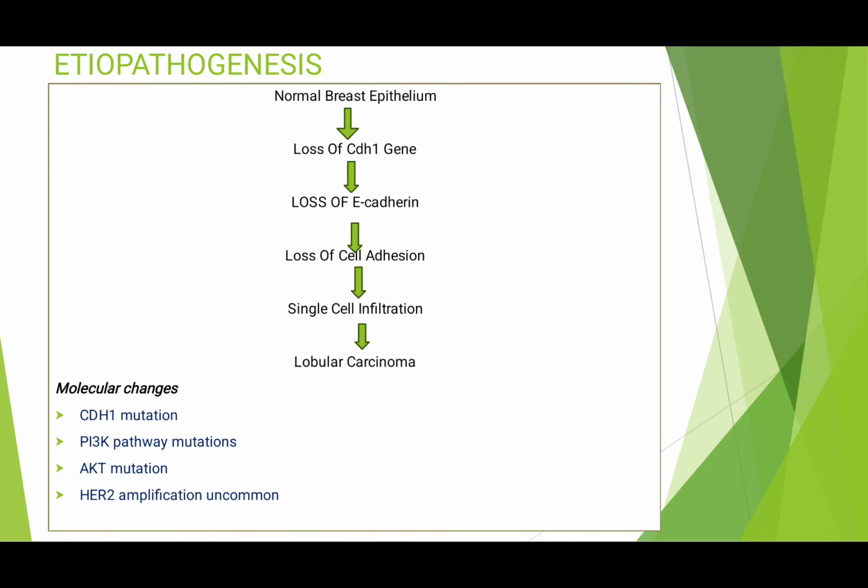Next, coming to the etiopathogenesis. In the normal breast epithelium, mutation occurs of the CDH1 gene, then occurs loss of E-cadherin, then loss of cell adhesion, then it leads to single cell infiltration, then it leads to lobular carcinoma. Molecular changes are there, that are CDH1 mutation, PI3K pathway mutations, AKT mutation, HER2 amplification uncommon.